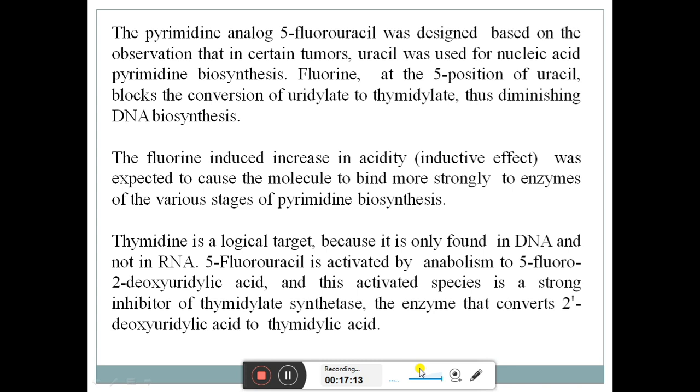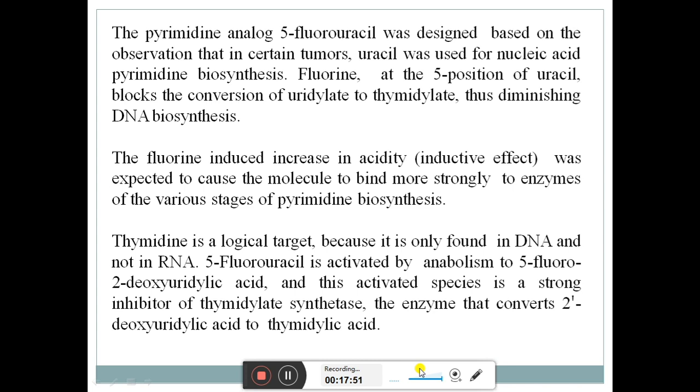The 5-fluorouracil is activated by anabolism to 5-fluoro-2-deoxyuridylic acid, and this activated species is a strong inhibitor of thymidylate synthetase, the enzyme that converts 2-deoxyuridylic acid to thymidylic acid. So that is the mechanism of action of this 5-fluorouracil.